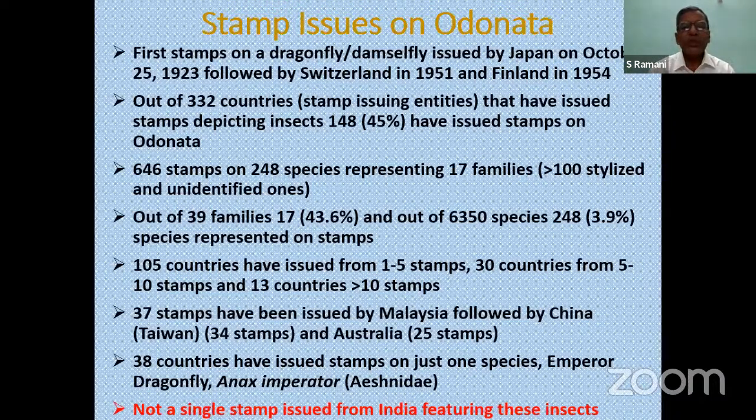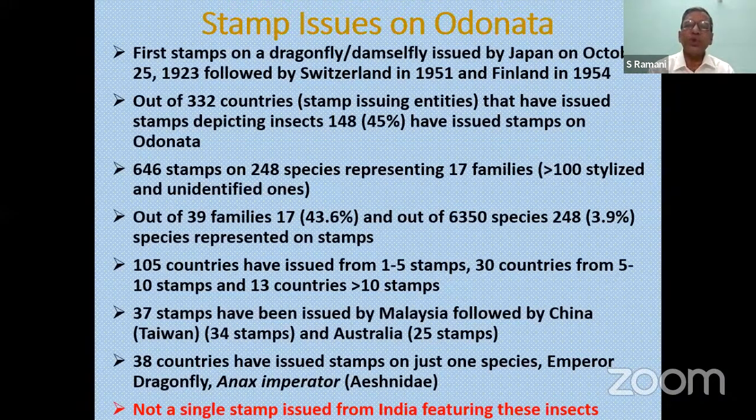The country which has issued the maximum number of stamps on Odonata is Malaysia with 37, followed by Taiwan, China, with about 34 stamps, and Australia with about 25 stamps. 38 countries have issued stamps on just one species, the emperor dragonfly, Anax imperator. It is very, very unfortunate to see that there is not a single stamp issued from India featuring the Odonata. So that gives you a picture of the kind of stamps. I won't be going into great detail with the Odonata, but just to give you a glimpse of the kind of stamps that have come.